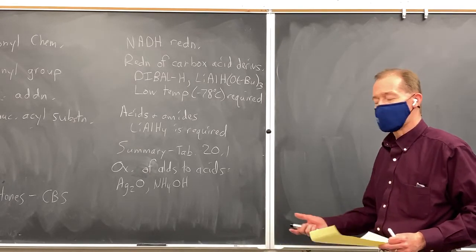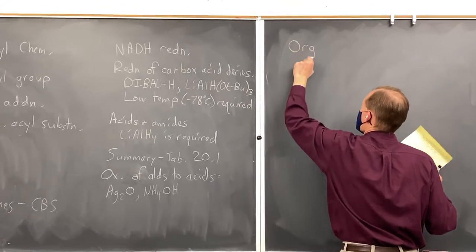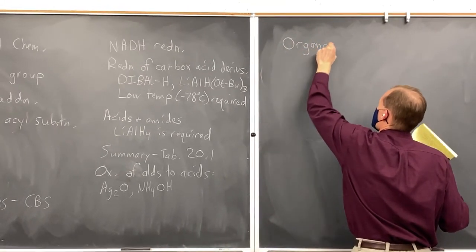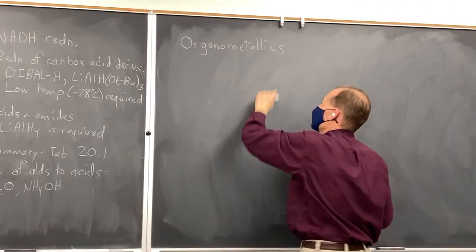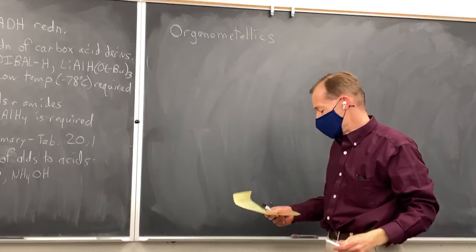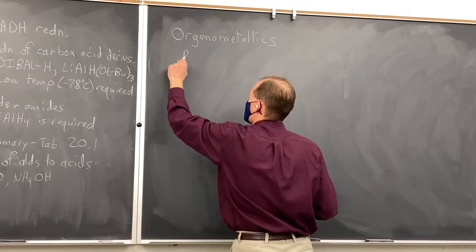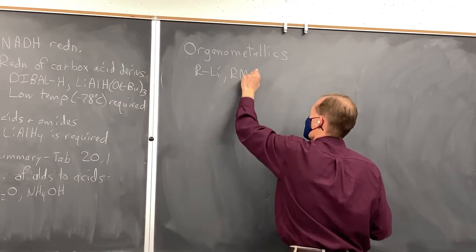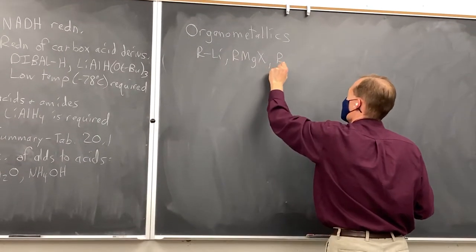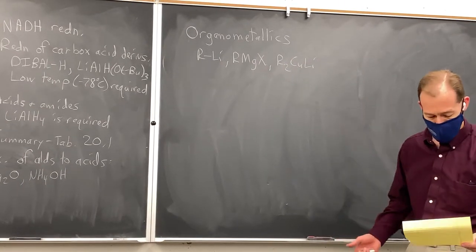So then the remainder of the chapter we spent focusing on organometallics. The first part we focused on our metal hydride reducing agents. And then the rest of the chapter we learned about three different types of organometallics with carbon metal bonds, our organolithium reagents, our Grignard reagents, and our organocuprates. Okay.